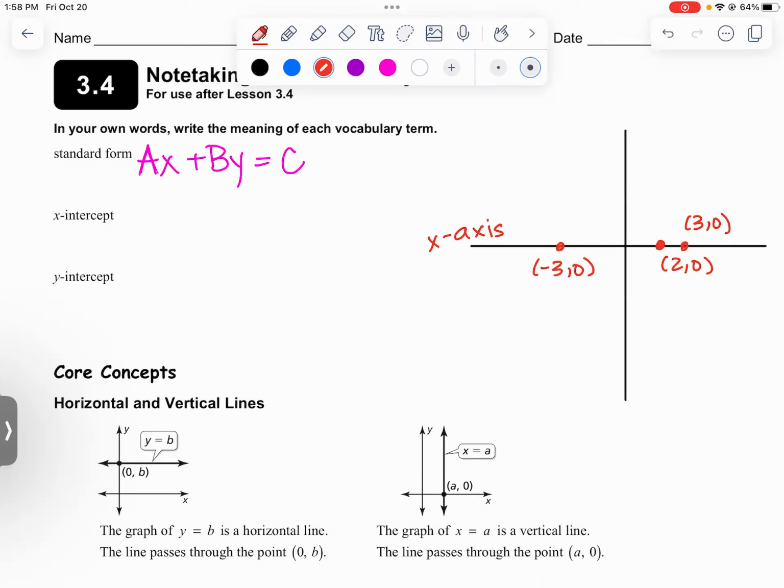What is true about every single one of the points that is on the x-axis? Kyron. So anytime we have an x-intercept, that means my line is going through the x-axis. Every time that happens, what do we know about the y-coordinate? It'll be 0.